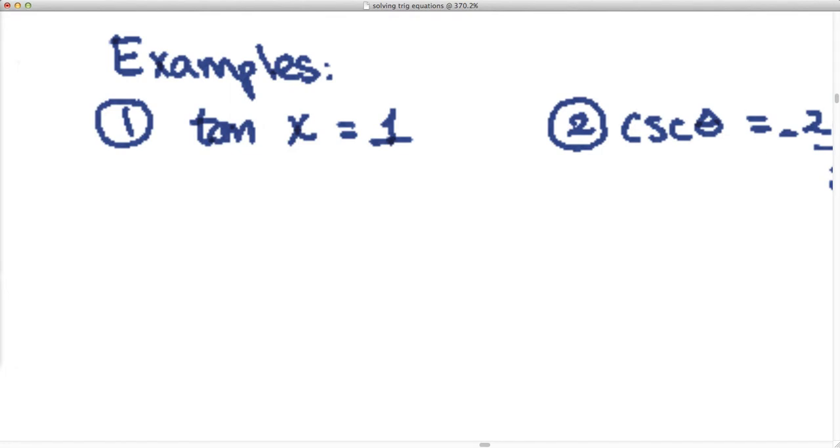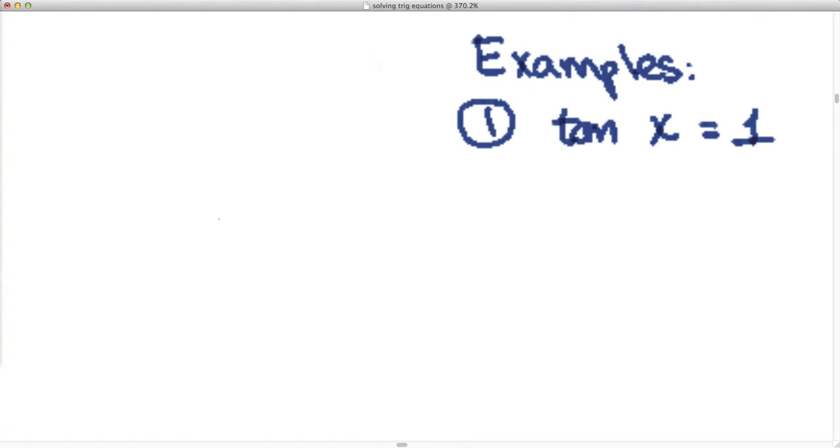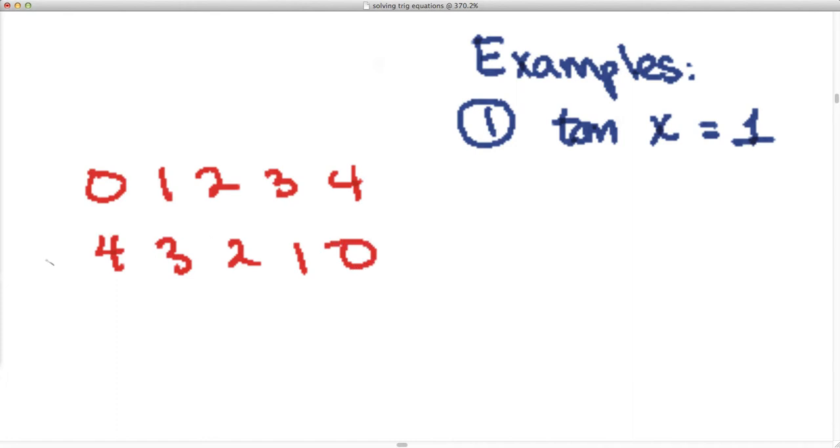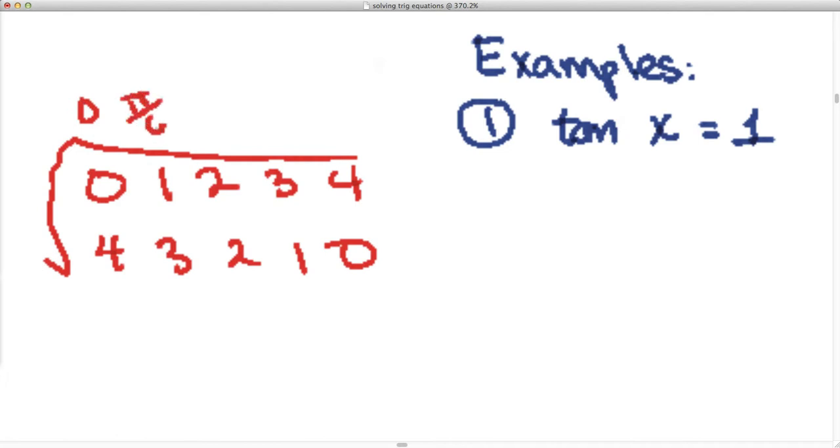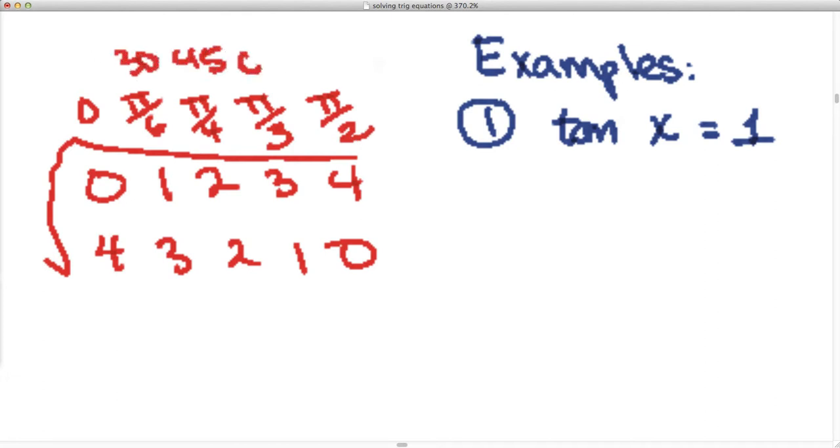What I recommend you do at the beginning of these things is you go off to the side and just write your chart. So you should be able to count to 4 by now, hopefully, and work your way back down. And this is going to be 0, and if we're doing radian measures, it starts with pi over 6 and works your way down to pi over 2. If we're doing degrees, this one's 30, 45, 60, and 90. Okay, and they're all divided by 2.